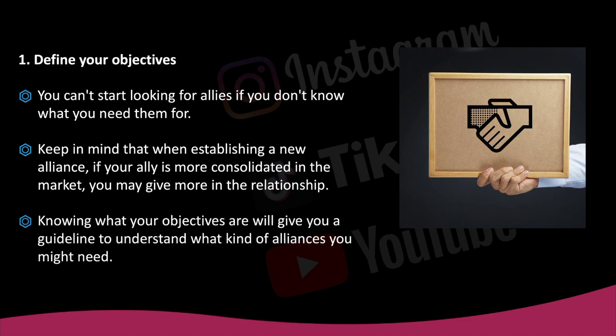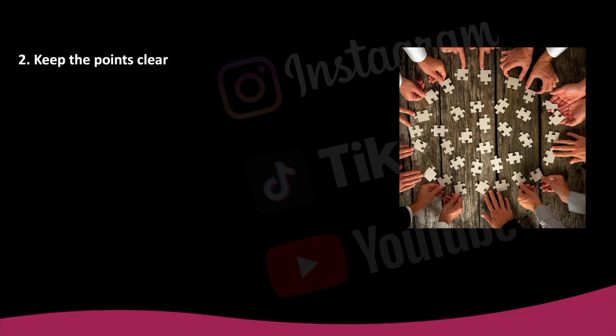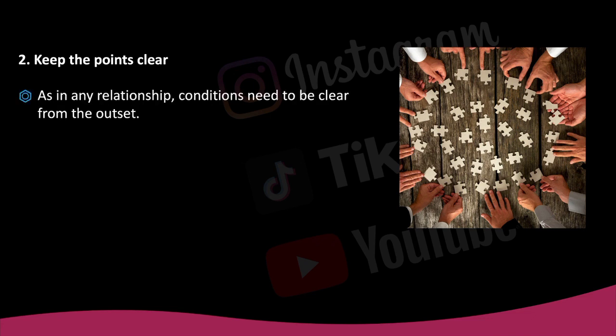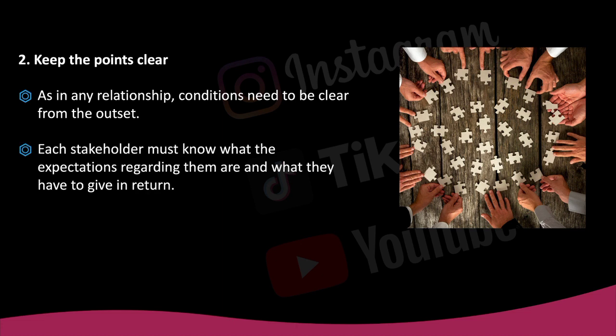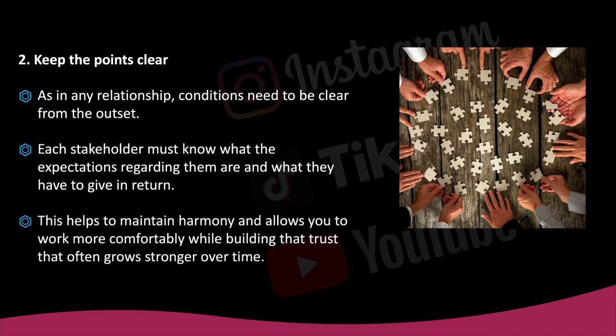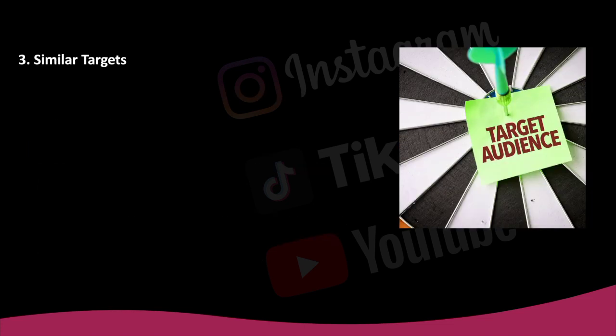Therefore, knowing what your objectives are will give you a guideline to understand what kind of alliances you might need, which markets to target, and what actions with third parties might attract new customers. 2. Keep the points clear. As in any relationship, conditions need to be clear from the outset. Each stakeholder must know what the expectations regarding them are and what they have to give in return. This helps to maintain harmony and allows you to work more comfortably while building that trust that often grows stronger over time.